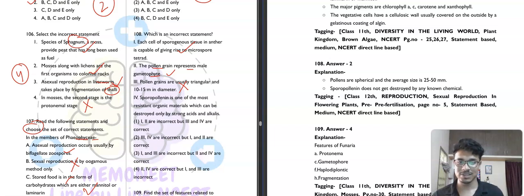Then it is saying that sporopollenin is one of the most resistant organic materials which can be destroyed only by strong acid and alkalis. Sporopollenin cannot be destroyed by any chemical known on this earth right now. Okay, that has not been discovered yet. Then you have to choose the correct one. So it is saying which are incorrect. So third and fourth are incorrect. Okay, and first and second are correct. So the second option will be your correct answer.